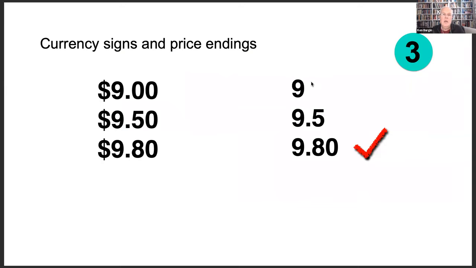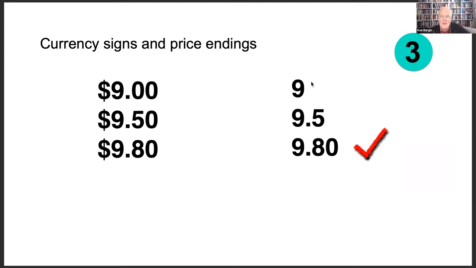Currency signs and price endings. I really will bang on about this a lot whenever I'm asked. $9 or $9.80, what are we going to sell things for? You know, I see so many places, they have what I call flat pricing. It's just a nine. There's no dollar sign or anything like that. It's just a nine. But if you sold 100 of those for $9.80 instead of $9, hey, I need that 80 cents. That's paid someone's wages for the whole night.